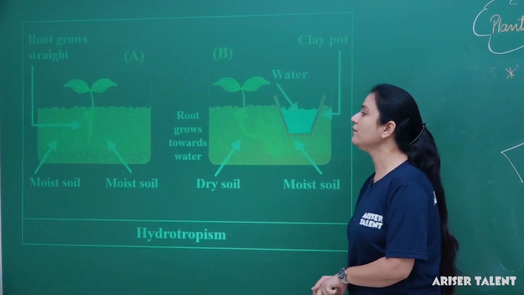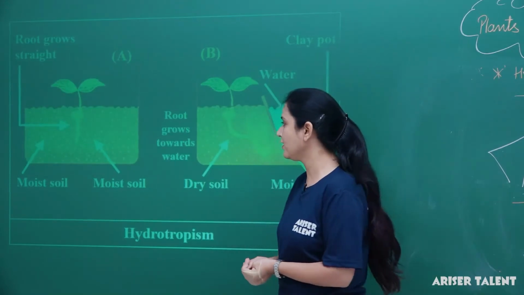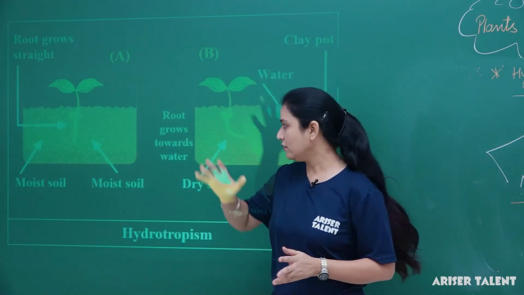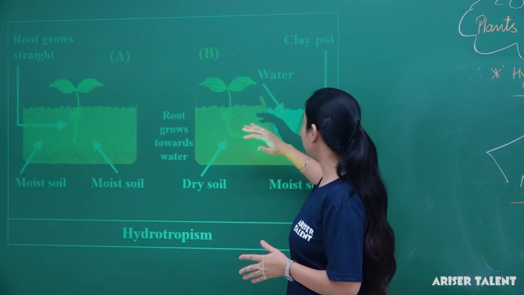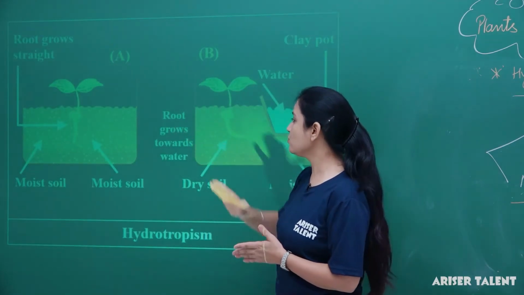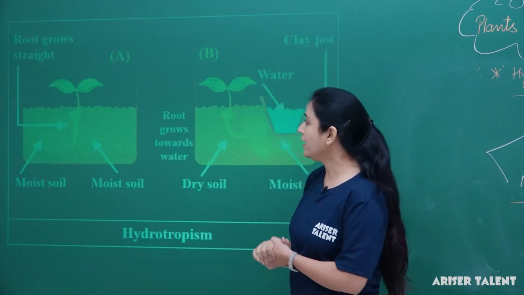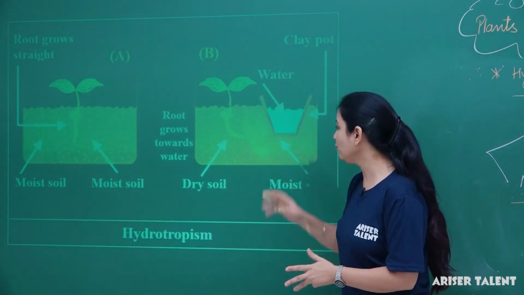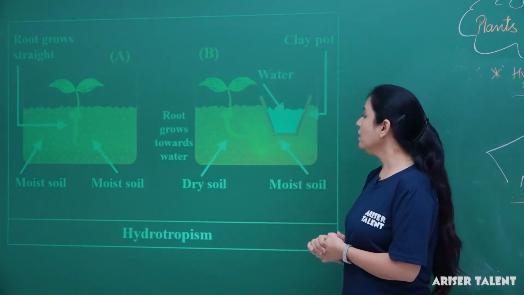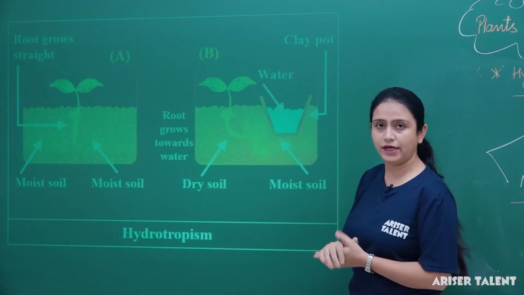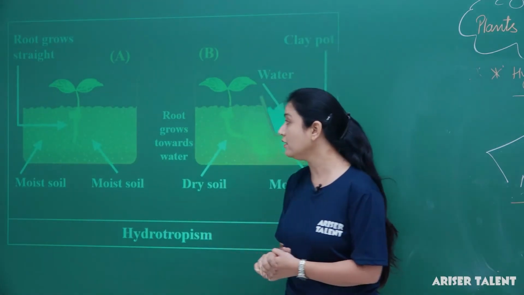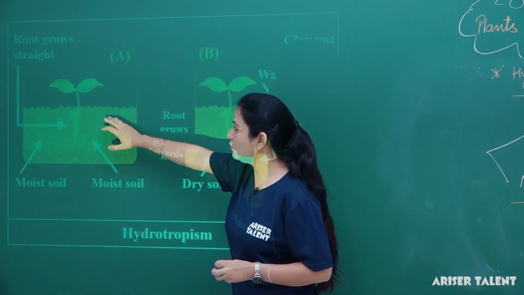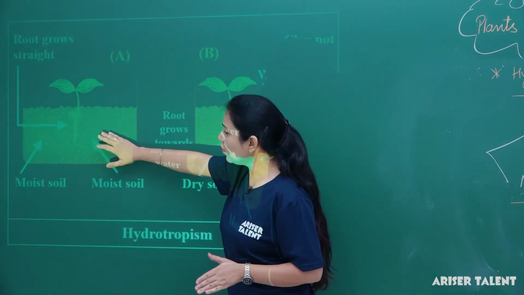Okay, so let's talk about hydrotropism. This is one kind of experiment which we have done here. We can see that we have taken two glasses, and we have filled a fourth part of each glass with soil. Now in the other glass, glass B, we take one pot here and fill some water in it. In glass A, we supply water to the plant by giving water to the soil.